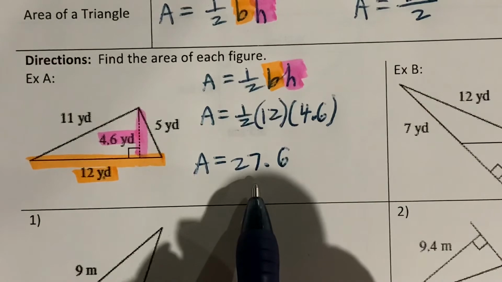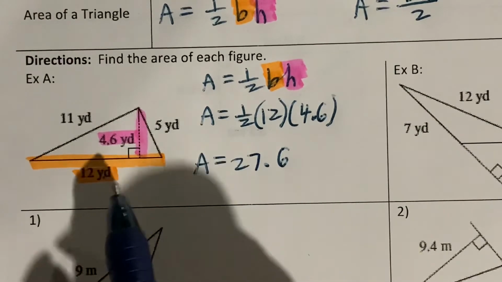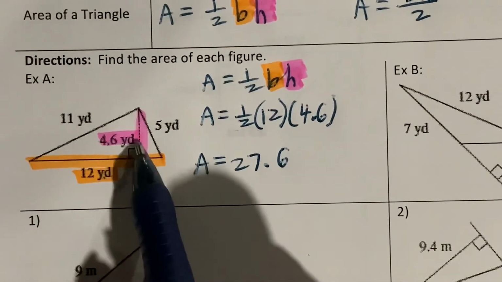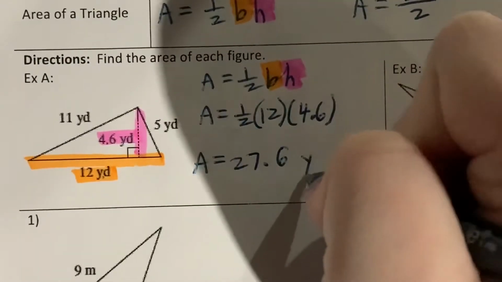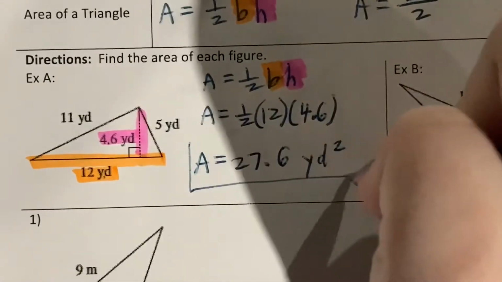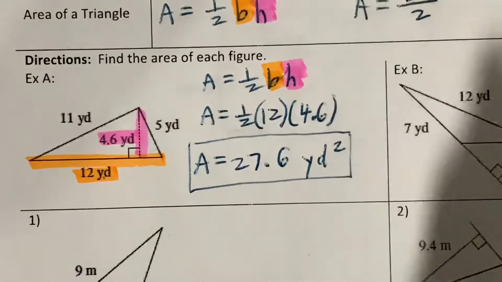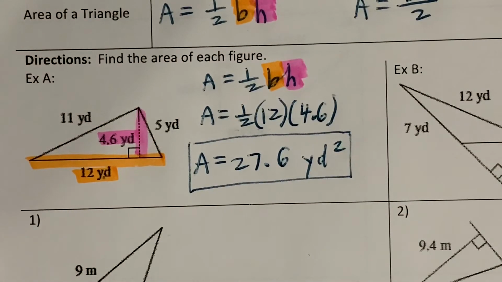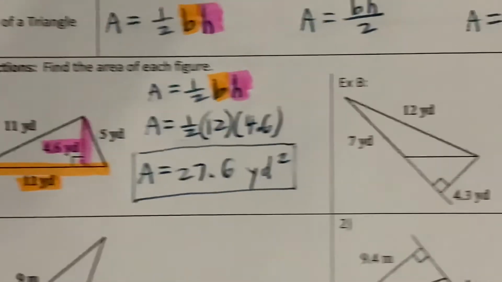And I do need to consider units here. So for my total area, keep in mind, we're doing base times height, or yards times yards. So we have square yards as our unit. Area is always units squared. So there's my final answer. Let's look at example B.